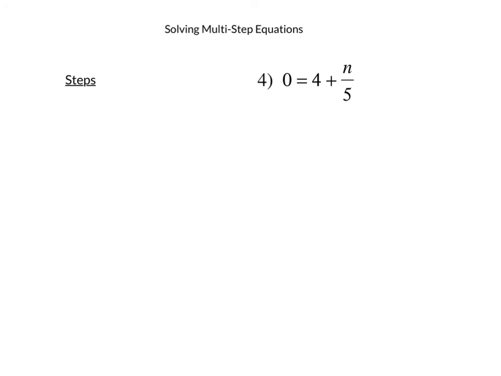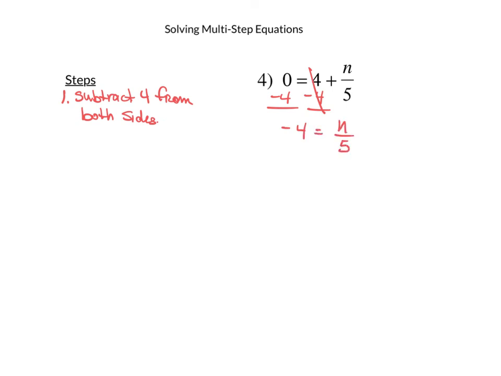Here we have the equation 0 equals 4 plus n over 5. Again, we're going to isolate the variable term. 4 is positive. So the first thing we want to do is to subtract 4 from both sides. We'll subtract it from here and subtract it from here. That cancels. We have negative 4 equals n over 5.